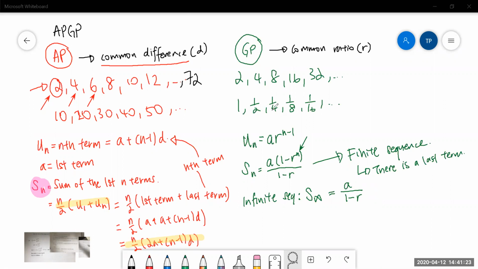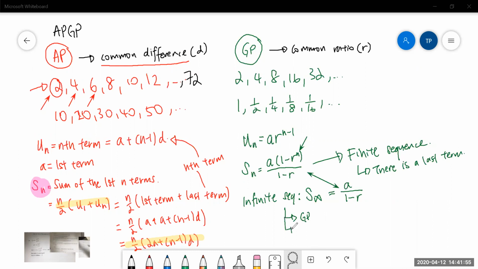But the thing is, people are like, Kenny, these two formulas look very similar. How do they correlate with each other? Think about it. For an infinite sequence, there are a few requirements for me to even use it. Firstly, of course, it has got to be a GP.